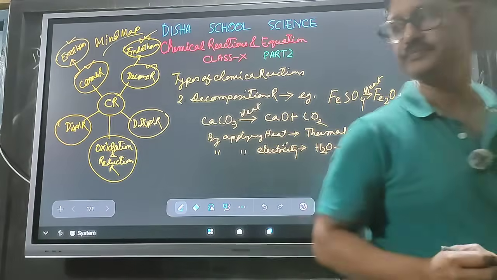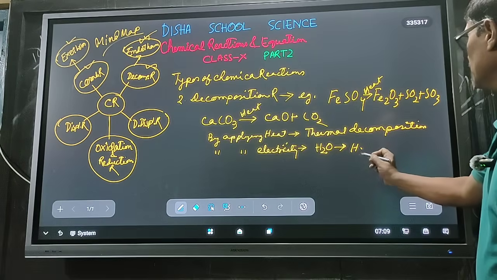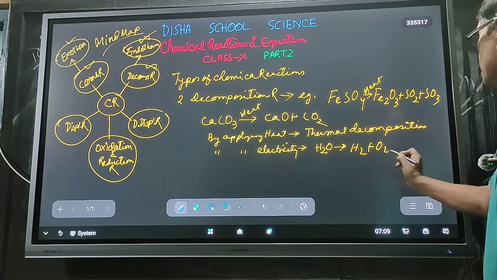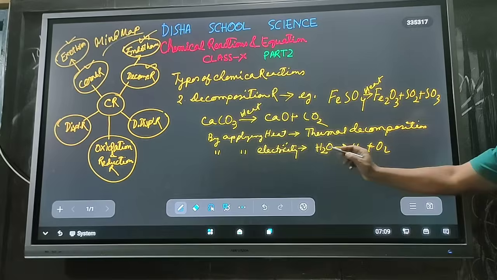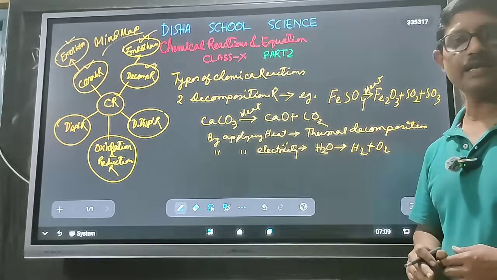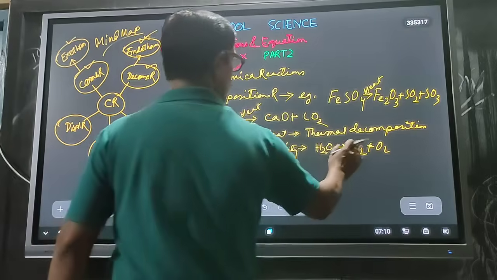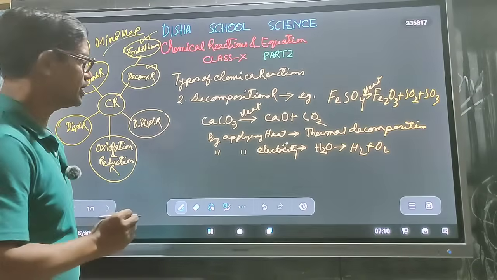Electrolysis of water. Water forms hydrogen and oxygen. So the water splits into hydrogen and oxygen by applying electricity. This is called electrolysis of water.